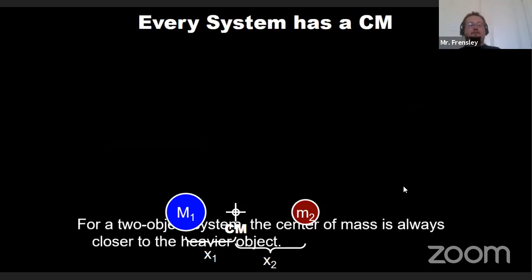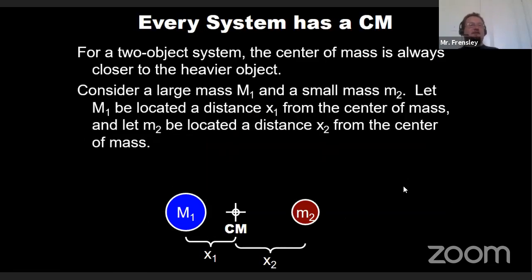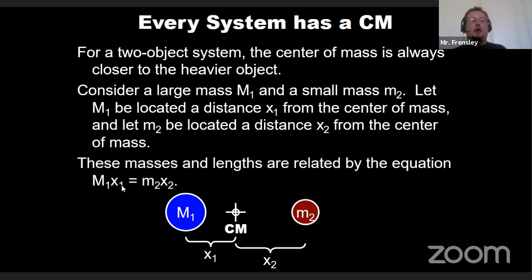Okay, so what if you have a two-object system? So P1 students need to be able to calculate where the center of mass is of a two-object system. So let's say your two objects are M1 and M2. M1 is distance 1 away from the center of mass. M2 is distance 2 from the center of mass. So they're just in inverse proportion, right? So M1 times its distance from the center of mass equals M2 times its distance from the center of mass.